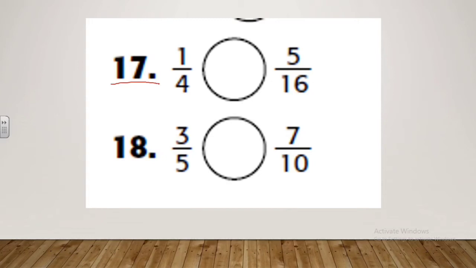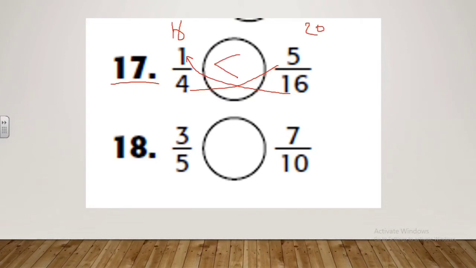Okay guys, welcome back. So let's see. Here we have 1 over 4. On the other side we have 5 over 15. It's different numbers. So what should we do? We will make cross. So 16 times 1 equals 16. And 4 times 5 equals 20. So 20 is greater than 16.